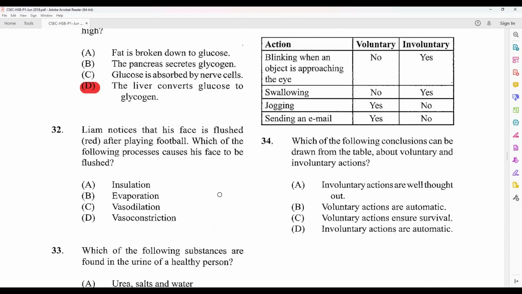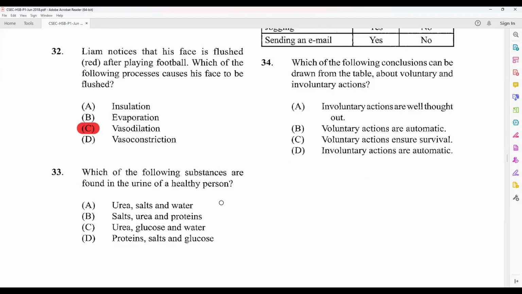Liam notices that his face is flush red after playing football. Which of the following processes causes his face to become flush? All right, he's red, he's active, he's playing football, so his body has moved his blood closer to the surface of his skin. That's why his face seems to be red. That is known as vasodilation. So C is the answer.